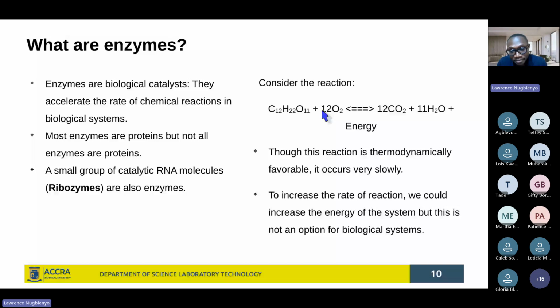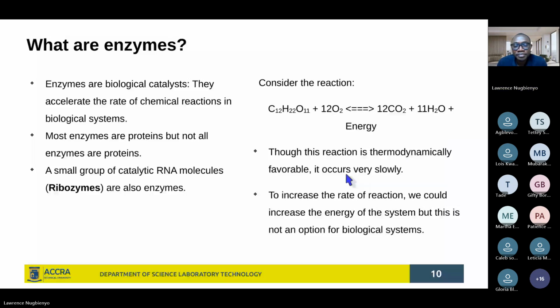But the moment you take that sugar into your body, yes, this reaction occurs, and it occurs in just seconds, milliseconds. You have energy released to the cells. And that is because of the action of enzymes. We'll see the mechanism by which enzymes can increase the rate of chemical reactions in that manner.